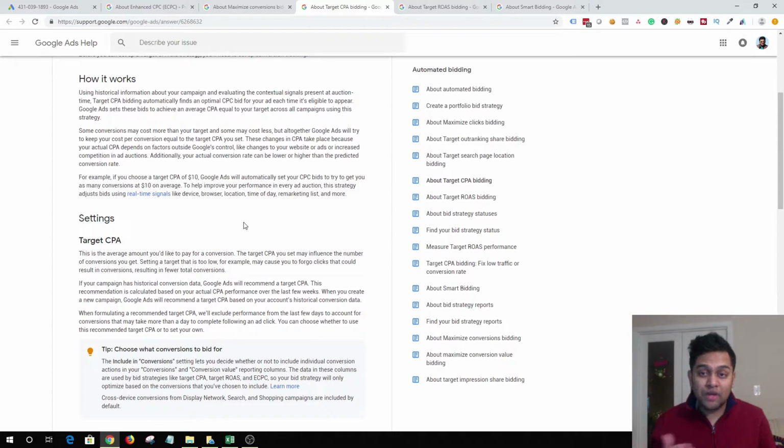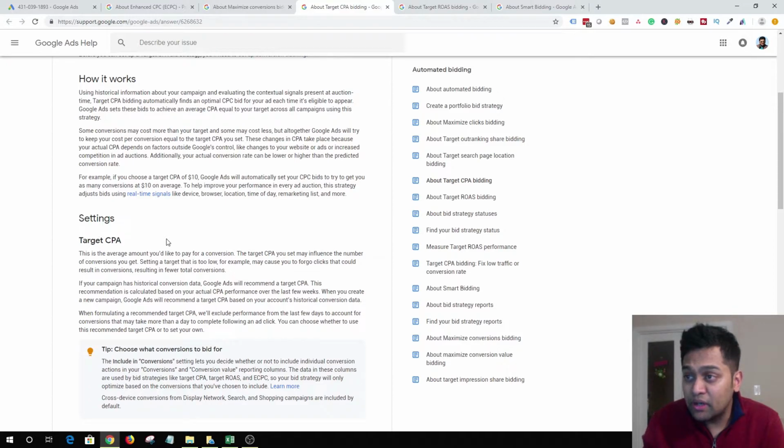Sometimes the cost per acquisition might be $30, and sometimes it might be $20. But overall, it's still going to try to maintain that $25 range, so that you are still making profit on your $50 worth of product. So that's how you can utilize target cost per acquisition.